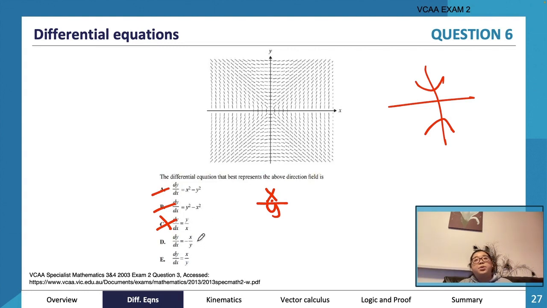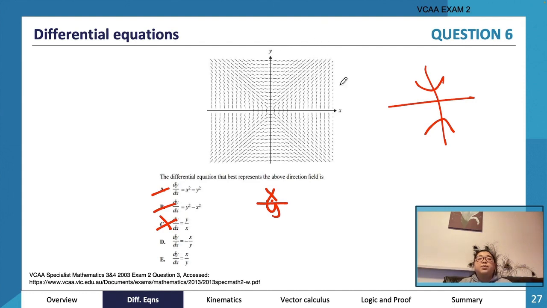The only difference between these two is that this is negative and this is positive. So what we want to look for here is when x and y are both positive. So this is going to be in this quadrant right here, right? And we want to make sure that all of the gradients within this quadrant are positive. And we can kind of see that is because they're all facing this way.